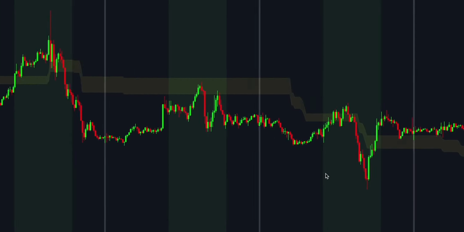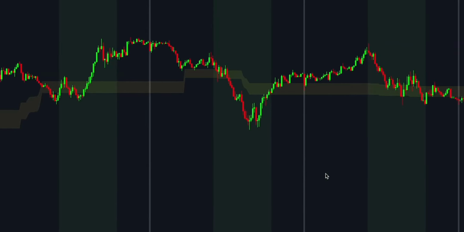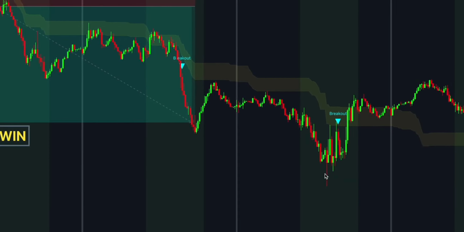By the end of this tutorial, you'll be able to identify profitable trade opportunities that are out of sight for most traders.